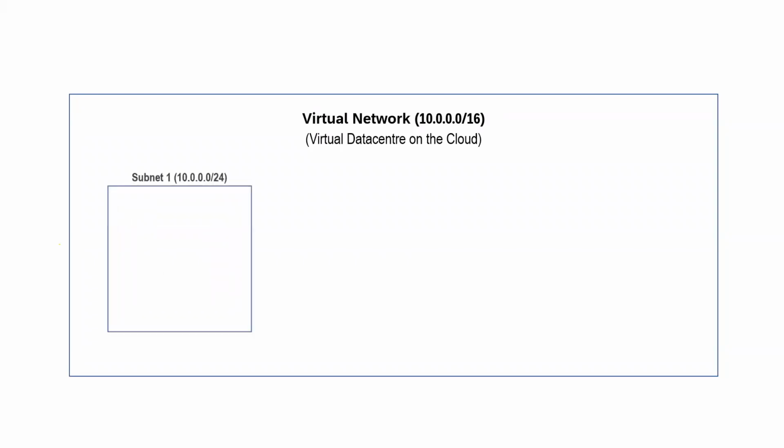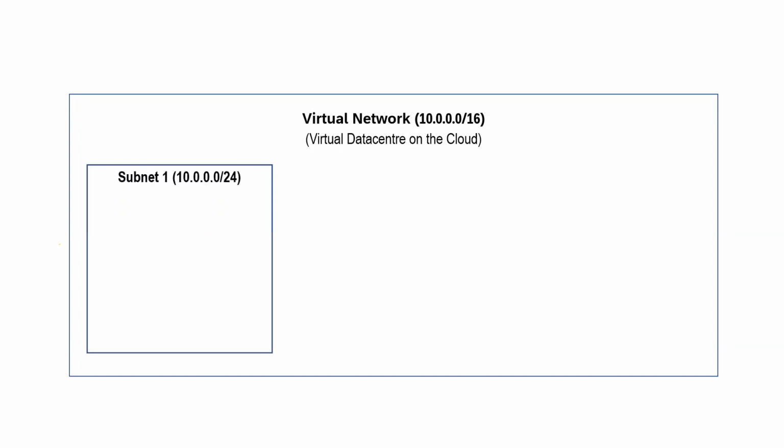Just to simplify things, what is a virtual network? A virtual network is nothing else but your data center on the cloud. It's a virtual data center on the cloud. Very simple. Now, under this virtual network, you can create multiple subnets.